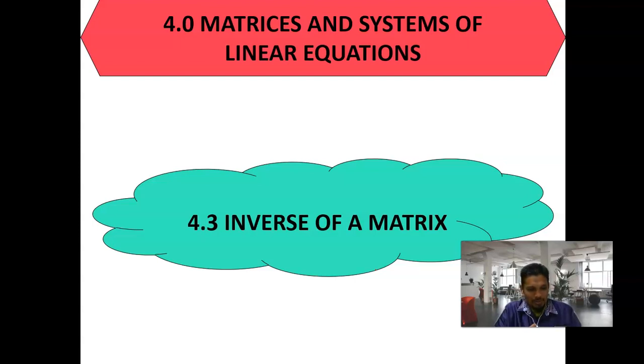Okay, so today we're going to continue our lesson for topic 4, matrices and system of linear equations, with subtopic 4.3, inverse of a matrix.